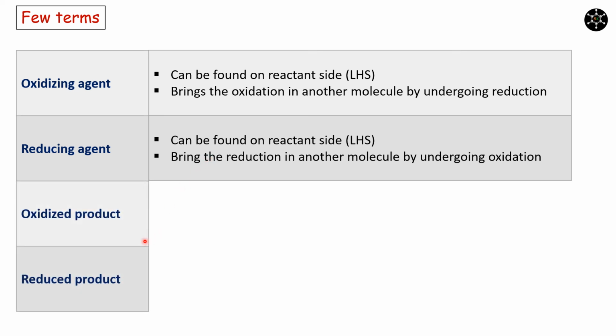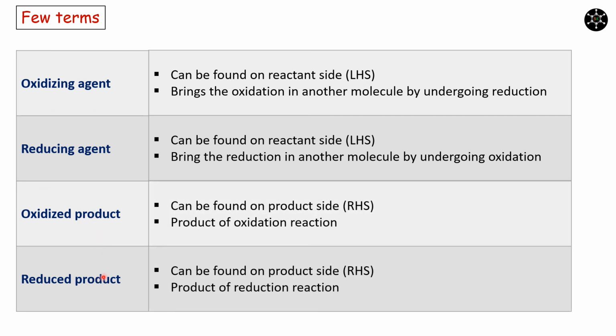Two other important terms which we should know are oxidized product and reduced product. The name itself tells us we can find these two on the product side of a reaction, that is, on the RHS. The oxidized product is the product which comes as a result of oxidation. The reduced product is the product which comes as a result of a reduction reaction.